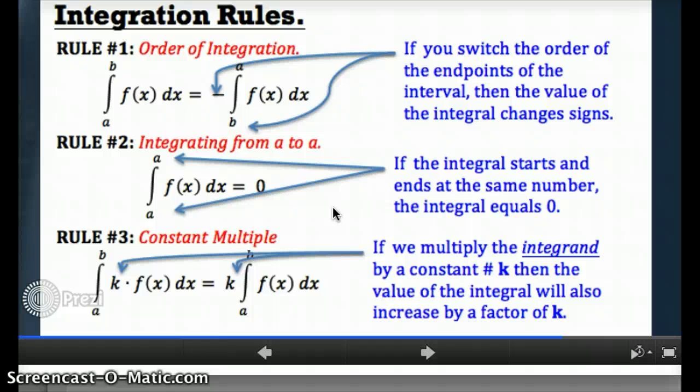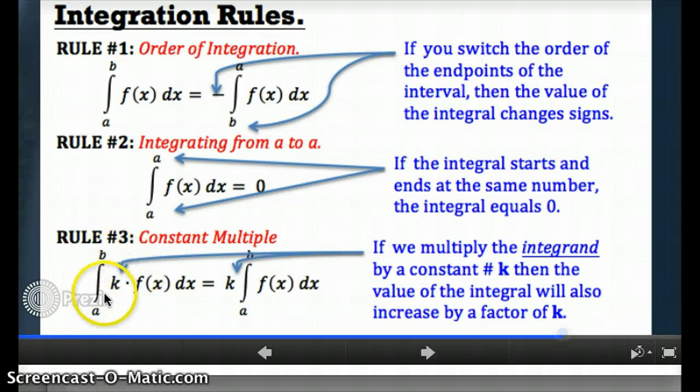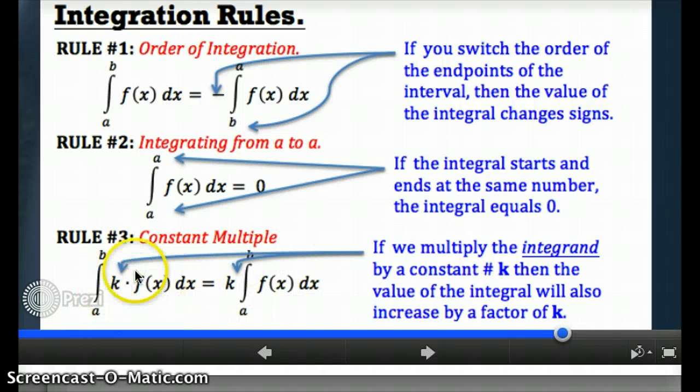The last rule, the constant multiple rule, is also something that should be pretty logical if you just remember that really an integral is a limit. And if you're taking the integral of a certain function times a constant number out front, you're perfectly welcome to just treat that constant as a multiplier in front of the entire integral. In other words, the integral of a number times a function is the same thing as that number times the integral of the function. You can pull the number k all the way out front. Again, that's only if k is a number, not if it's a variable expression.